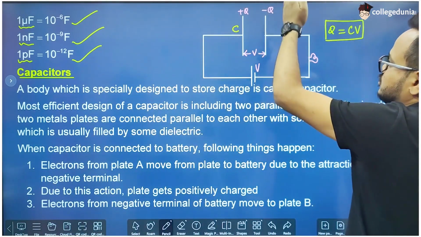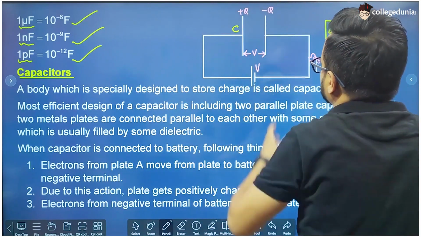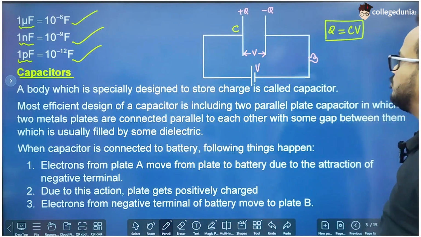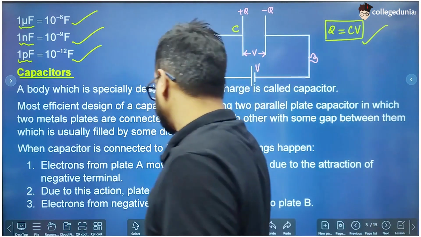But since it is charged, so what is the charge on the capacitor? This Q value, ignore plus Q and minus Q, this Q is the charge stored by the capacitor, C is the capacity of the capacitor, and V is the potential difference between its plates. So Q equal to CV. These three variables are related like this.